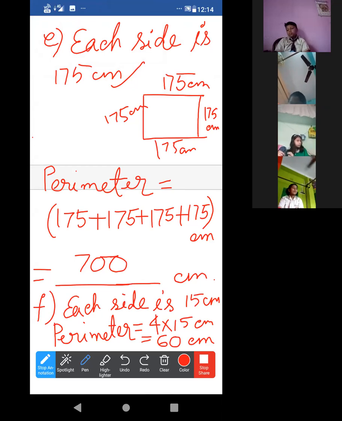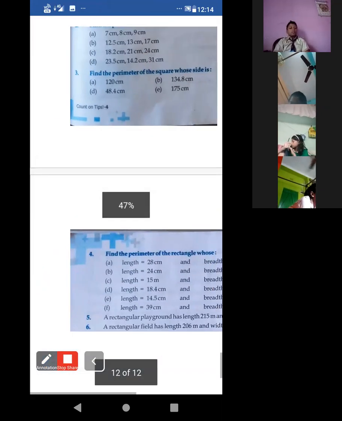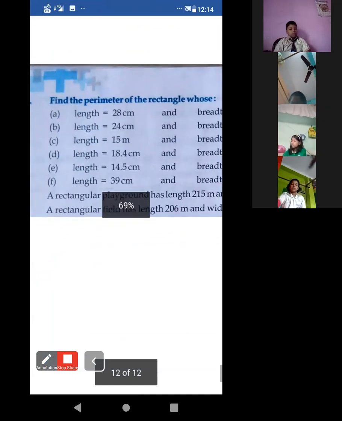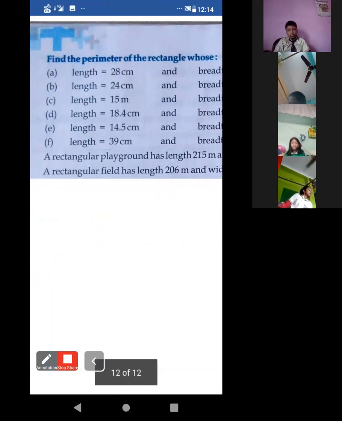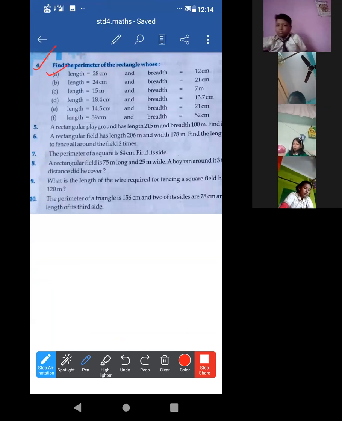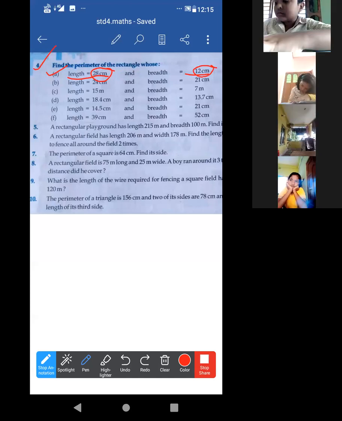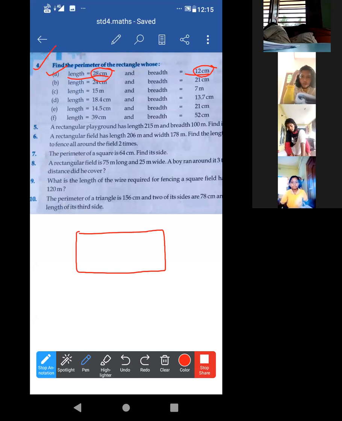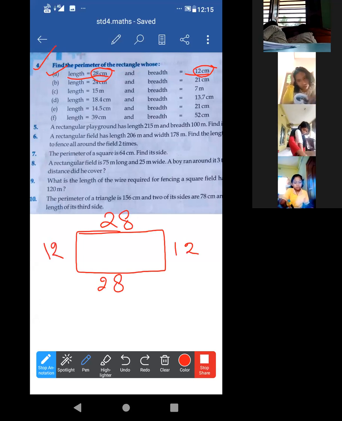Now the next one. Look at this. The fourth one. Question number 4. 4A. Find the perimeter of the rectangle whose length and breadth are given. Length 28, breadth 12. Basically, if we draw the rectangle in this way, length 28, here also 28, breadth 12, this one 12. I am not putting the unit, I am just making you understand.